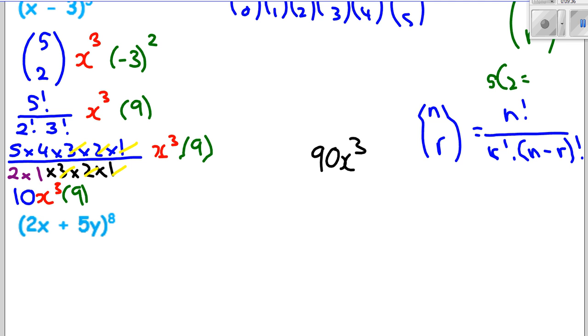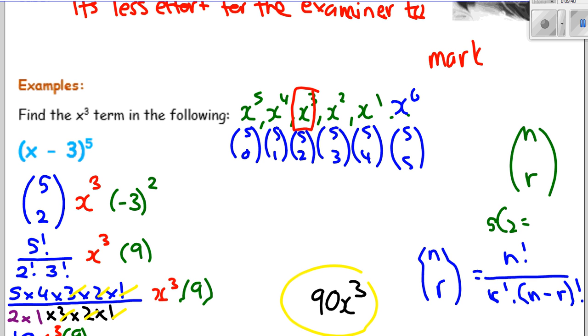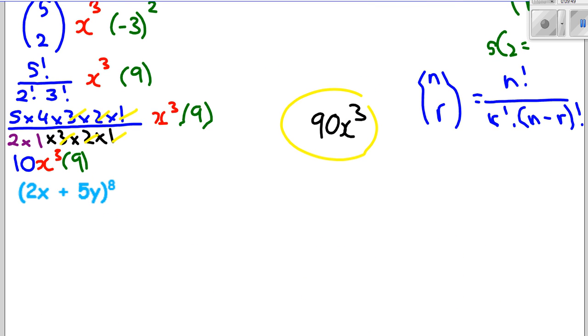Just double check, did the question ask for the x cubed term or did it ask for just the coefficient? It wanted the whole term, yep, so we're done. If it wanted the coefficient, what should our answer be written as? 90, exactly. So be aware, in questions I'll flip between find the x cubed term and finding the coefficient. So just be aware of that kind of stuff.